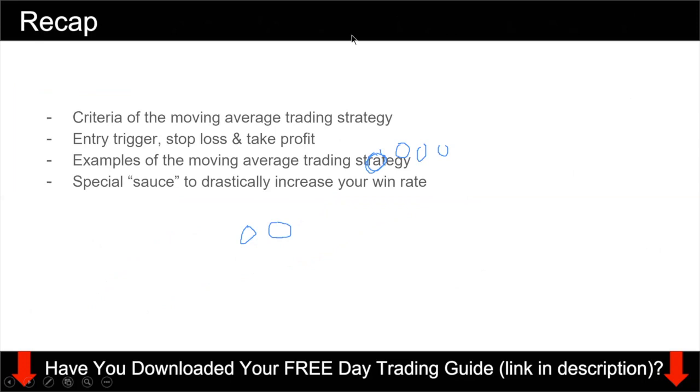Okay, so just a recap. In today's video, I gave you the criteria of the moving average trading strategy. Basically, you want to look at the long-term trend, which is the 200 EMA. If price is trading above it, you want to be buying. If price is trading below it, you want to be selling. Then you look at the 50 period EMA. You want to look for a bounce off it, meaning that price is supported or resisted at the 50 period moving average. I talked about the entry trigger, which is using candlestick patterns. The stop loss is using your ATR, 1 ATR. Take profit is optional.